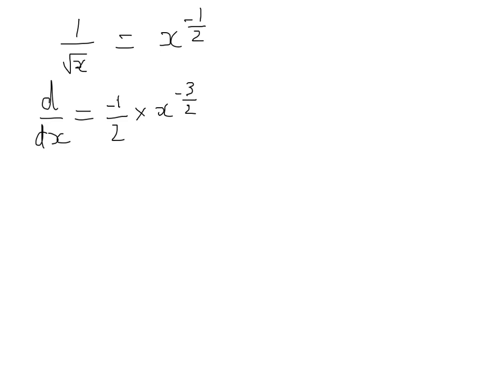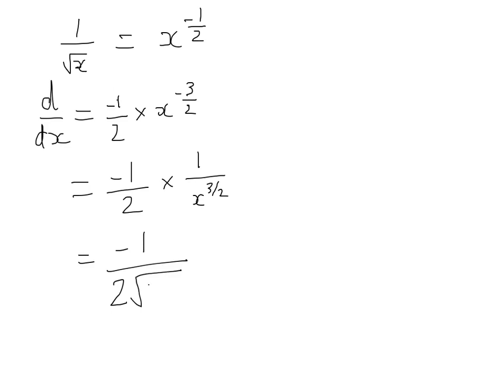That answer is correct and acceptable, but I'd prefer to see it written in index form, which is negative 1 over 2 times 1 over x to the 3 on 2, and x to the 3 on 2 is the root of x cubed. Again, that's a better answer, and if you're asked to simplify or show that, that's what we're looking for, but technically that one is correct as well.